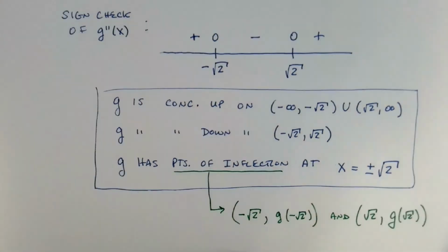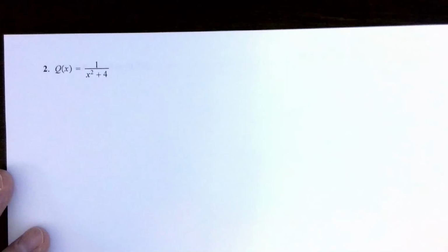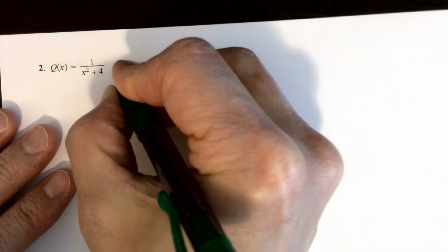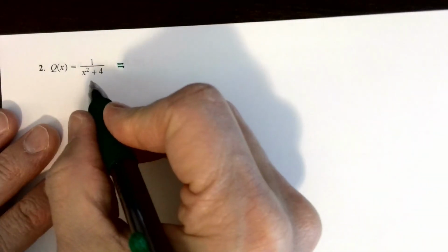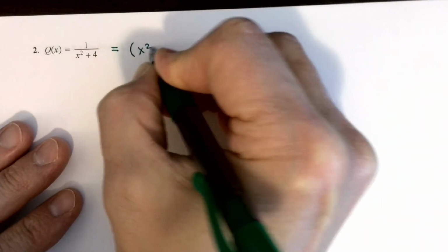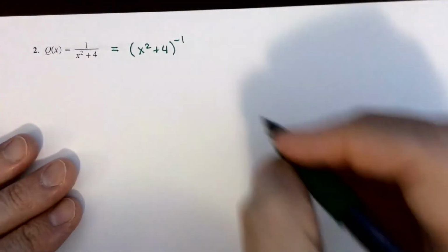Let's do another example. Right off the bat, I'm going to write this function in a different form. We're going to be taking the derivative. A lot of you might say, I'm going to use the quotient rule, which is fine. But I'm going to rewrite this as x squared plus 4 to the negative 1. I'm going to end up using the chain rule here.